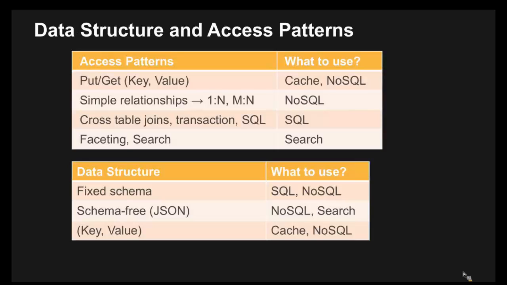And if you're dealing with faceting and search, clearly search is the right storage subsystem to use. In terms of the database structure, if you have a fixed schema, SQL or NoSQL would work. Schema-free, NoSQL or search would work. If you have a key value, caches or NoSQL would be the ideal option.